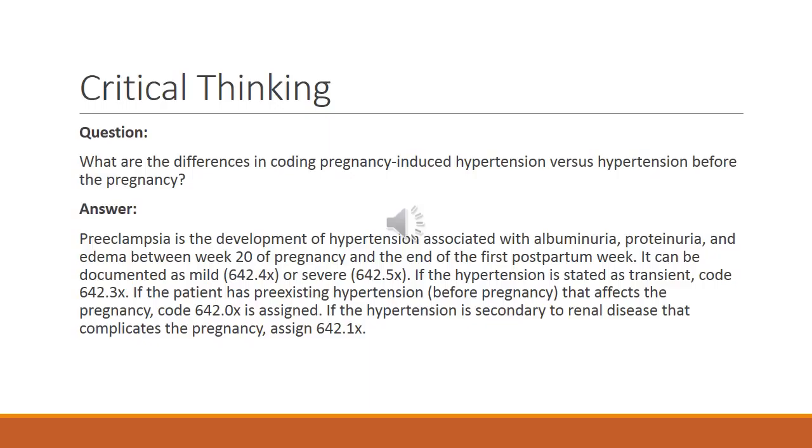It can be documented as mild, which is coded to 642.4x, or severe, which is 642.5x. If the hypertension is stated as transient, code 642.3x. If the patient has pre-existing hypertension, meaning before pregnancy, that affects the pregnancy, code 642.0x is assigned. If the hypertension is secondary to renal disease that complicates the pregnancy, assign 642.1x.